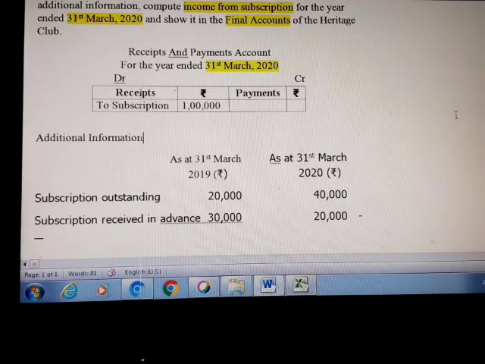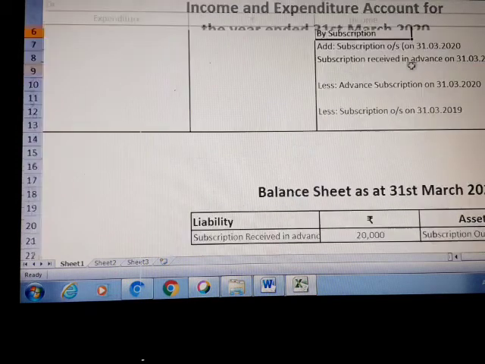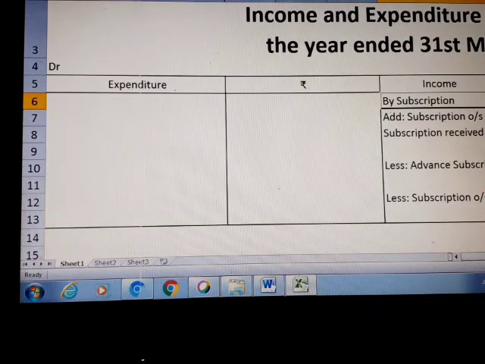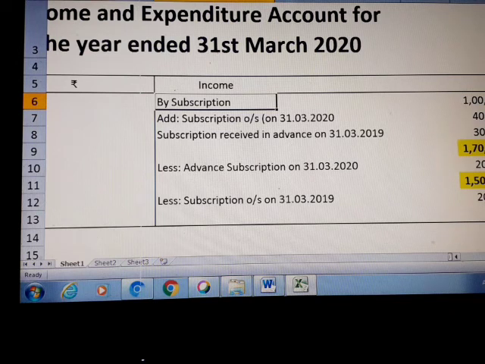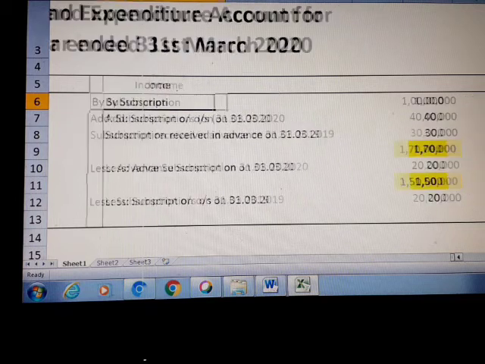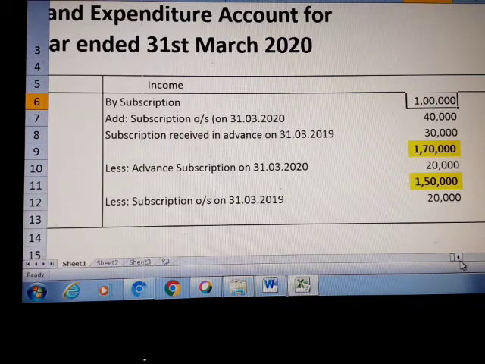So first, from the question, I got a subscription value of how much? 1 lakh. So where will you show the subscription? It will be taken to your income and expenditure account. Which side? To the credit side. So on my credit side, first I'll write it as by subscription. Can you understand? In my income side, I am just writing it as by subscription. What is the value of the subscription? The value of subscription is 1 lakh rupees. First we have to make everything in the inner column.